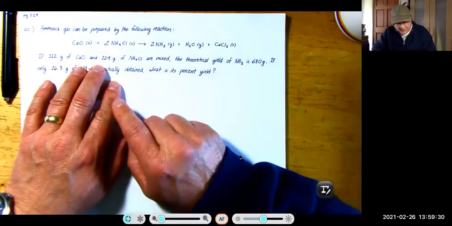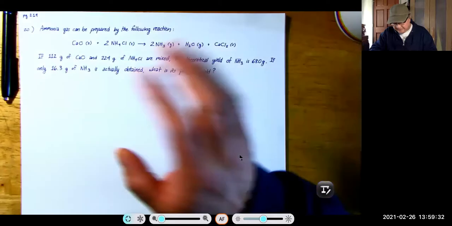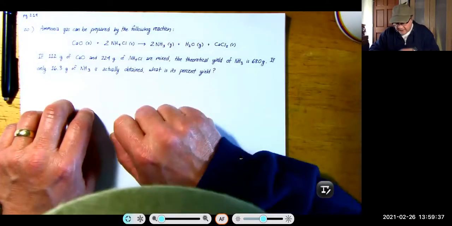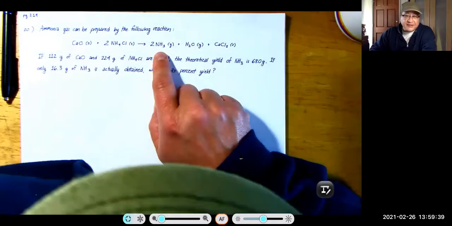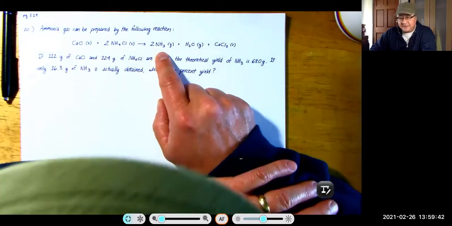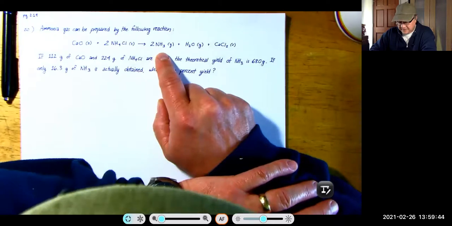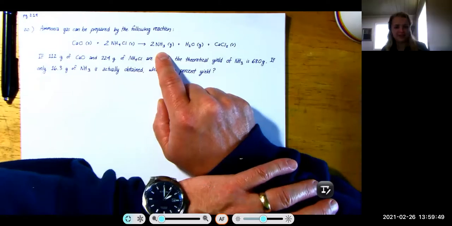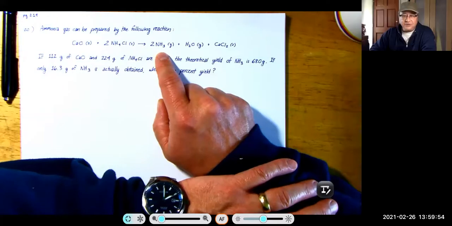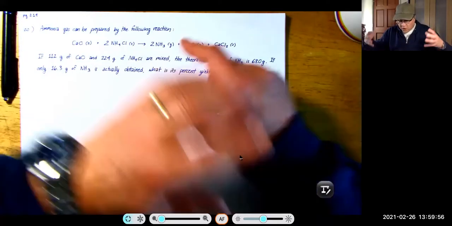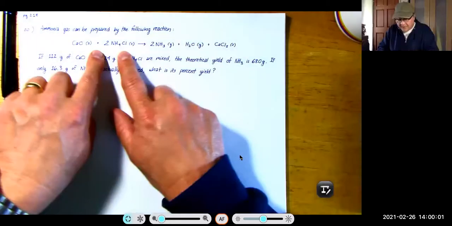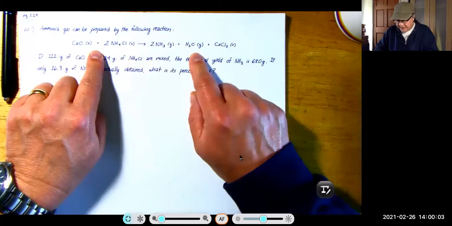I don't know which one of these is limiting, and I don't care. I'll be honest with you. The theoretical yield is 68.0 grams. Now look at the product. It's a gas. How do you collect that gas? In a jar, right? But how do you make sure none of it escapes? Well, you do the whole thing in one jar. So you mix these in one jar, you get ammonia gas, and then you get H2O gas.